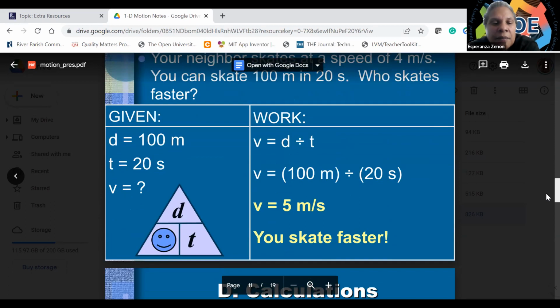So I divide, because when you look at the pyramid, if one is on top of the other, you know you're dividing, right? You're dividing D by T in this case. So 100 meters divided by 20 seconds in the work column is 5 meters per second. So my speed is bigger than the neighbor's speed. So I skate faster, okay? But we had to find speed in order to answer the question. I can't just look at that and say, oh, I skate faster.